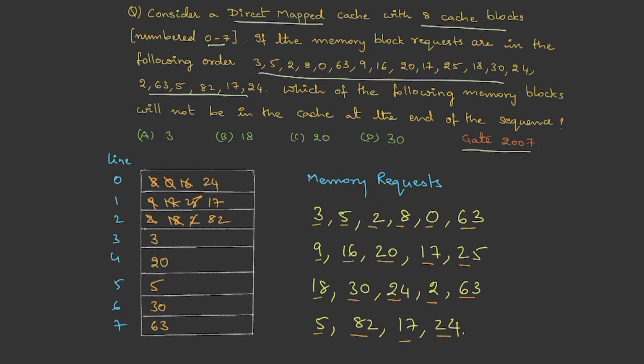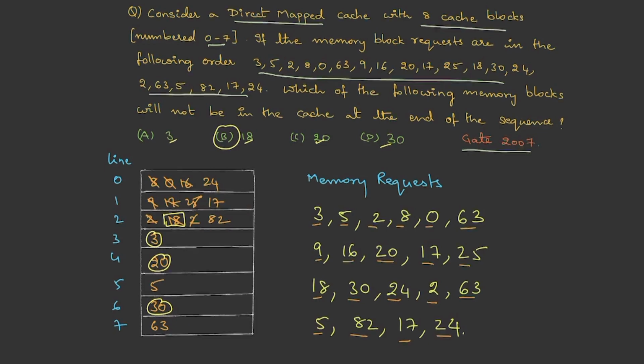Now look at the question. They're saying which of the following memory blocks will not be in the cache. Therefore look at the options. Option A is 3. 3 is there. 18 is actually not there, it is cancelled. 20 is there. 30 is there. Therefore option B is the answer.